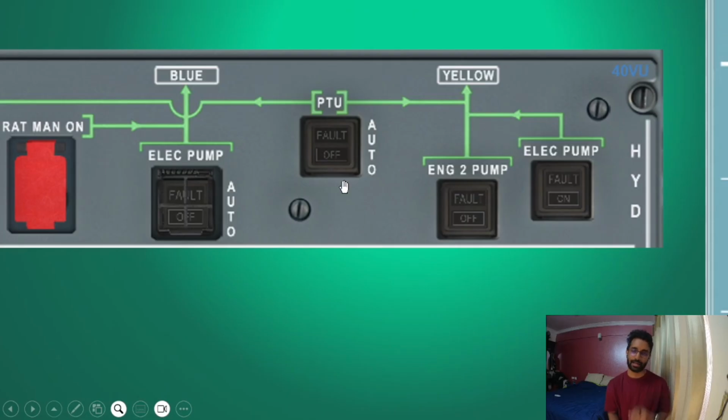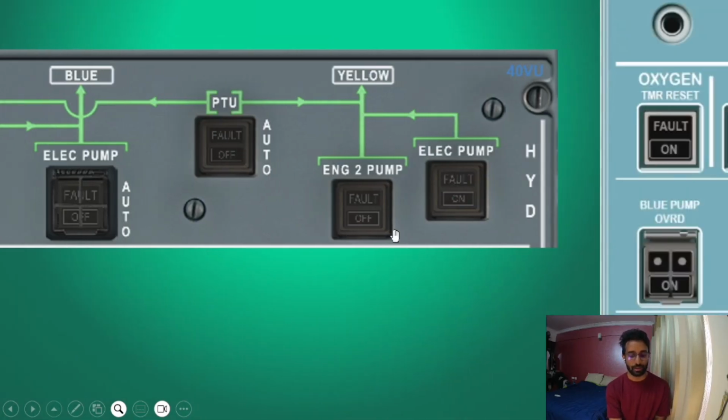PTU, again, it's automatically running in normal cases. If you press it, it will become off. If the PTU overheats or if it's not working, some issues, a fault light will come here. Now there is the engine 2 pump, which is again working in normal conditions, with a fault light if there is something wrong like low pressure, overheat, whatever. If you press it, OFF will come. That is, you are turning it off by pressing it. It's something that is automatically working.